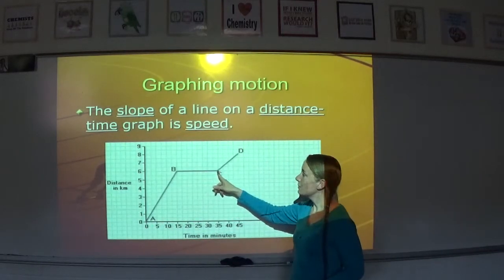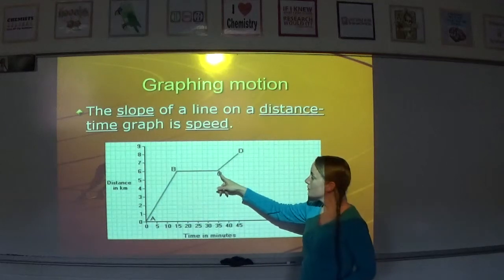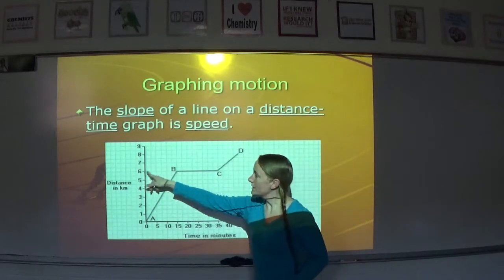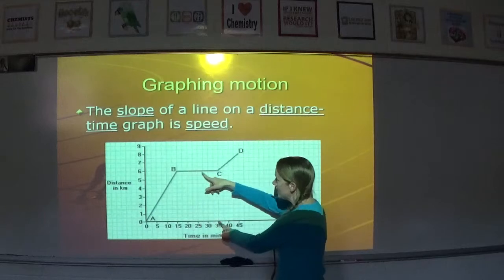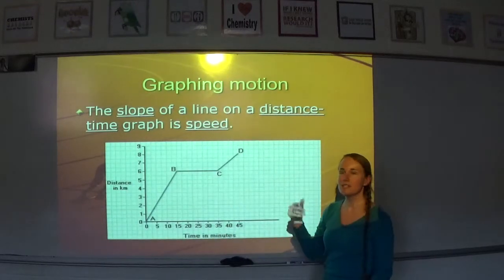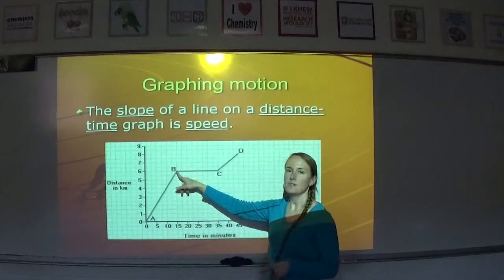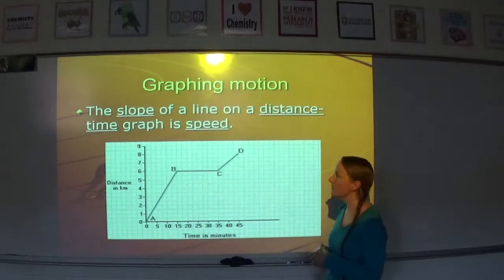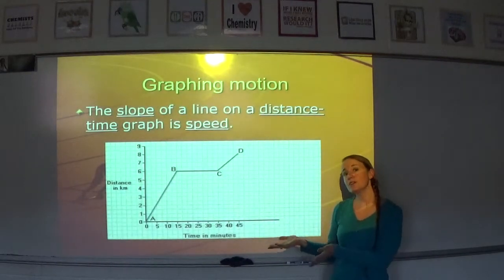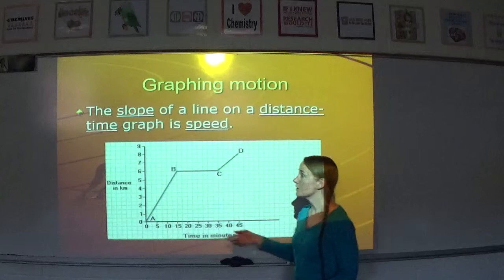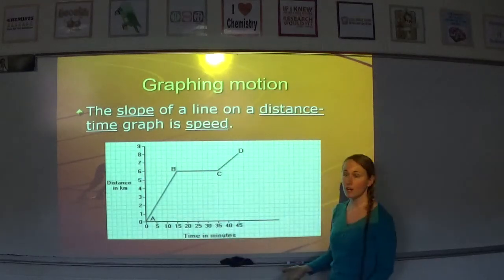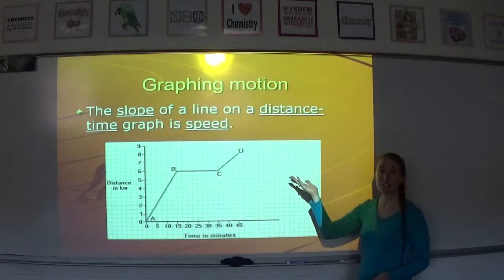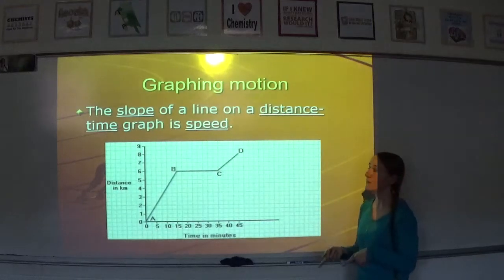This line here, the slope is 0, which means at this point we are not moving, because we went 6 kilometers and we stayed at 6 kilometers for a while. So maybe they were driving and then they stopped, maybe got gas or something, and then started driving again. So how do we do slope? Slope is rise over run, change in y over change in x if you needed to actually calculate it. But slope is how we get speed on a distance time graph.